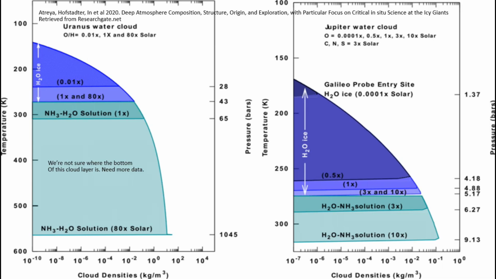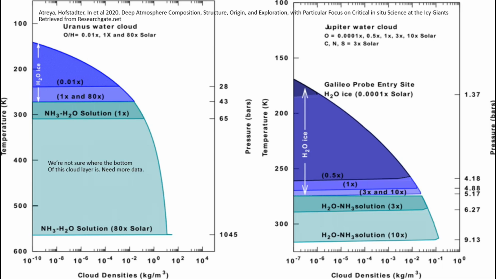On Uranus, it's a different situation. The cloud layer would likely be anywhere between 10 bar at the top, with the bases between 28 and 43 bars, and possible liquid water clouds extending downwards to 65 bar.